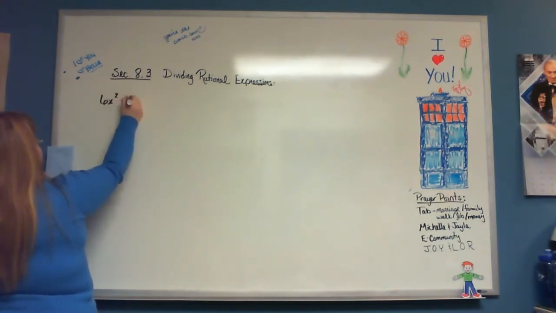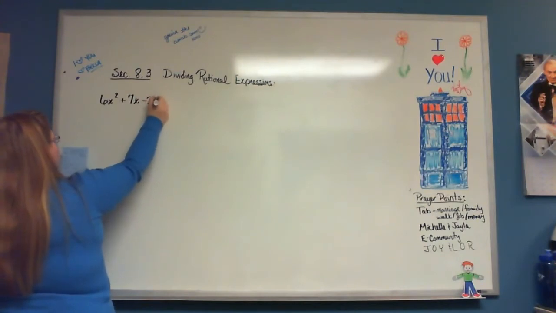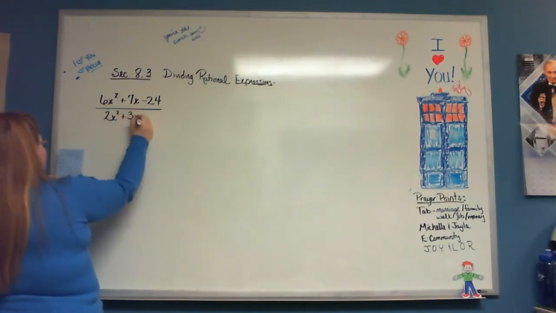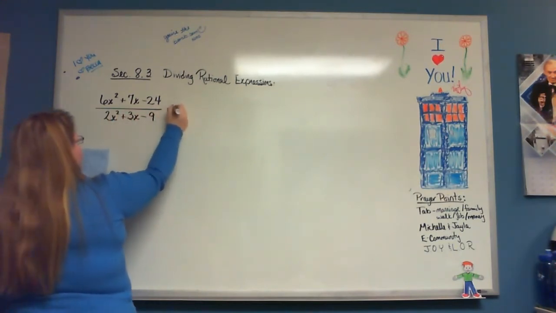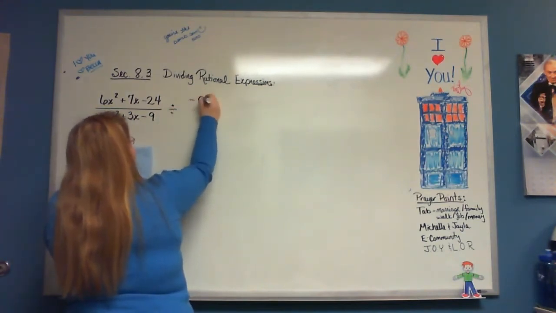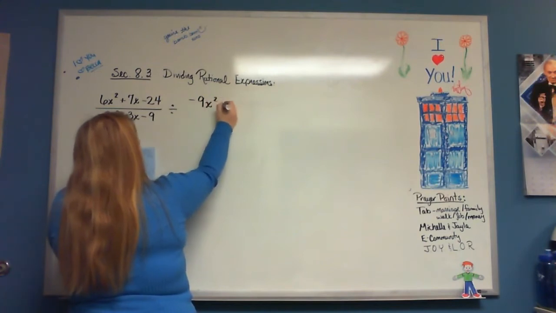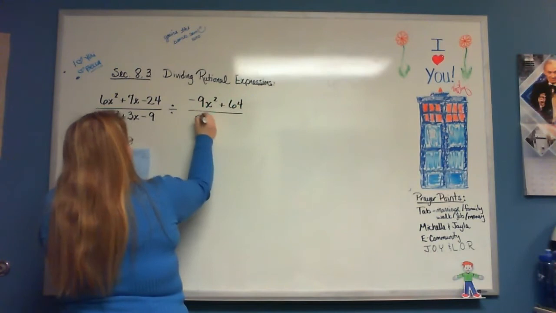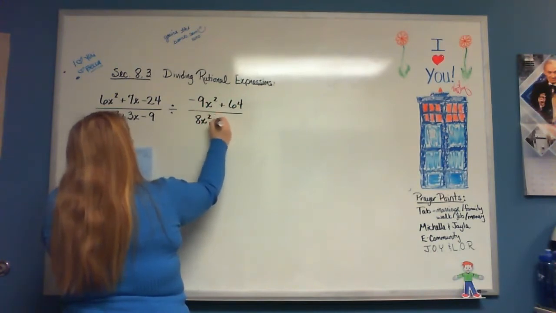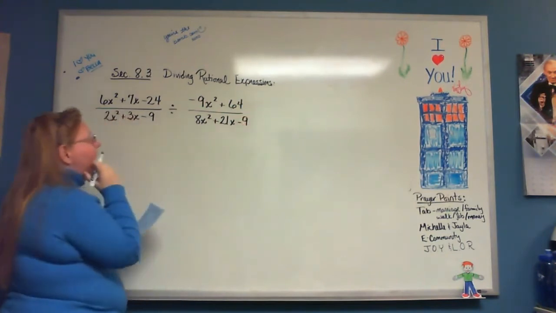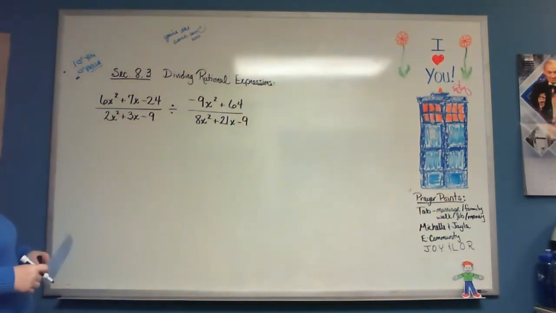So 6x squared plus 7x minus 24 over 2x squared plus 3x minus 9, divided by negative 9x squared plus 64 over 8x squared plus 21x minus 9. Go ahead, pause it. Let's see how you do.